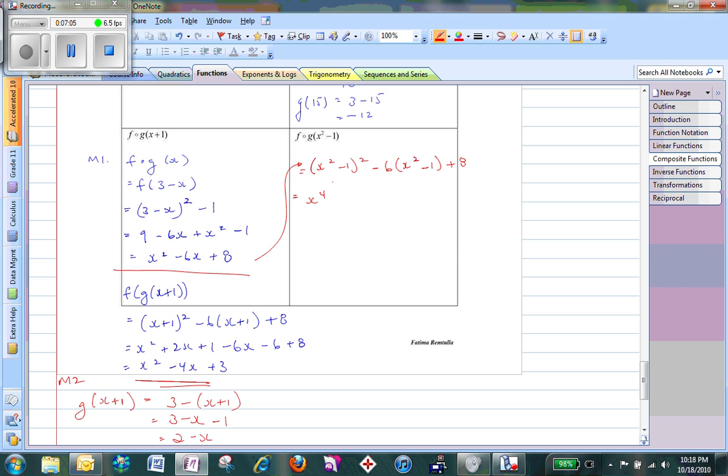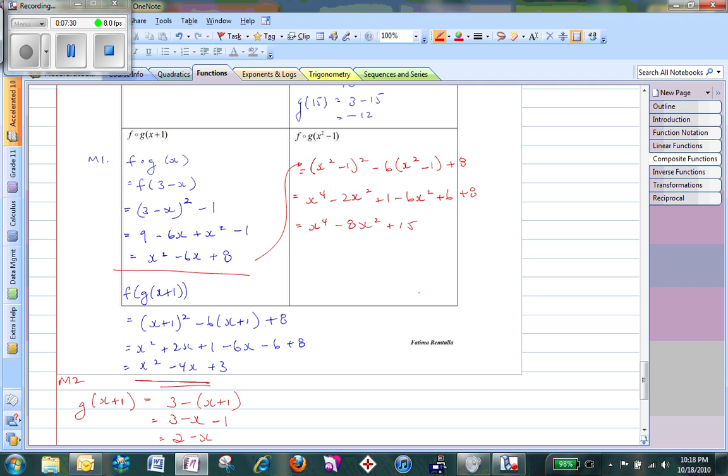Well, that's x to the 4 minus 2x squared plus 1 minus 6x squared plus 6 plus 8, which is x to the 4 minus 8x squared plus 15. And we're done. It was easier to use it from this particular point than it was to do the question all over again because I'm still using the same functions.